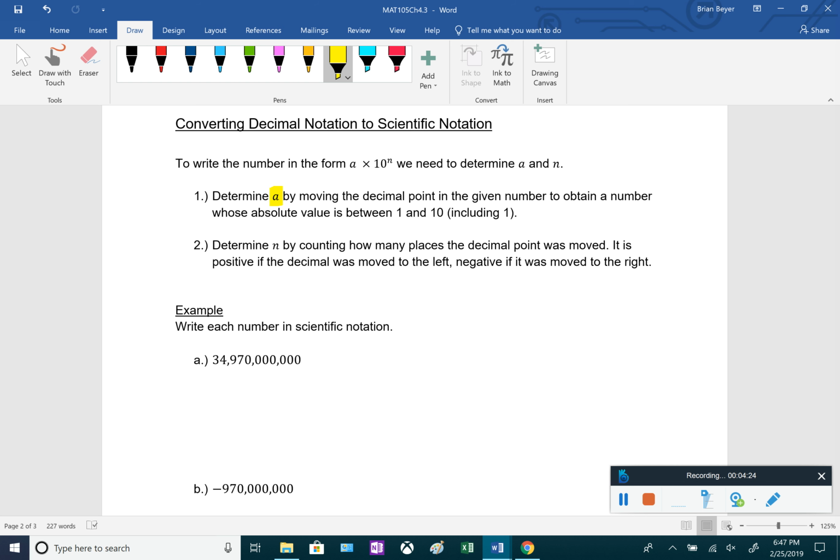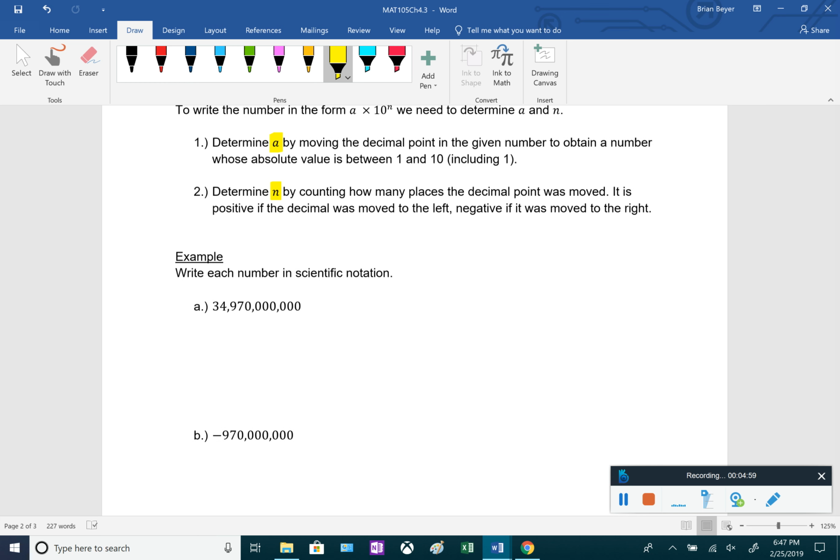So we're going to start with the number. We're going to move that decimal over as far as we have to until we get a number whose absolute value is between 1 and 10. It's including the 1 but not including the 10. So essentially we're trying to get a single digit number. Then we're going to determine n by counting how many places the decimal point was moved over. It is positive if the decimal point was moved to the left, and it's negative if it was moved to the right. So let's see an example here.